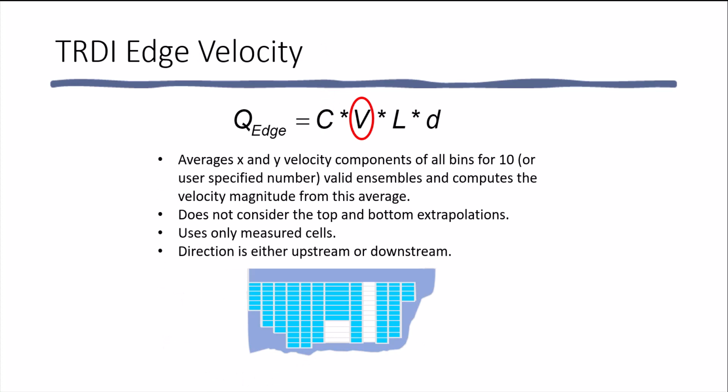TRDI averages X and Y velocity components for all bins for 10 valid ensembles and computes the velocity magnitude from this average. TRDI does not consider the top and bottom extrapolations. Only measured cells are used. Based on the direction of flow and the overall cross-section direction, a direction to the mean velocity is assigned as either upstream positive or downstream negative.